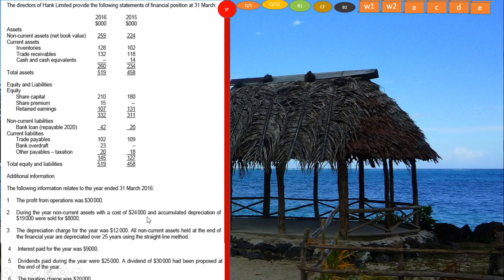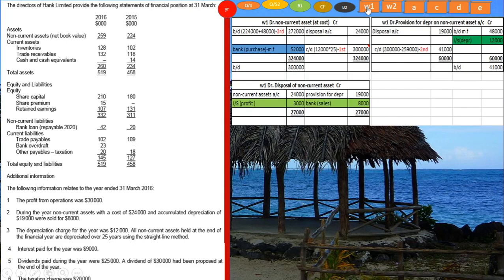So when it says accumulated depreciation, you need to understand that the depreciation is prepared under the provision for depreciation method. So under the provision for depreciation method, this is the picture of what we do. We have the non-current asset cost, then you have provision for depreciation of non-current assets, and then you have disposal of non-current assets. You are basically supposed to make 3 ledgers under the provision method.